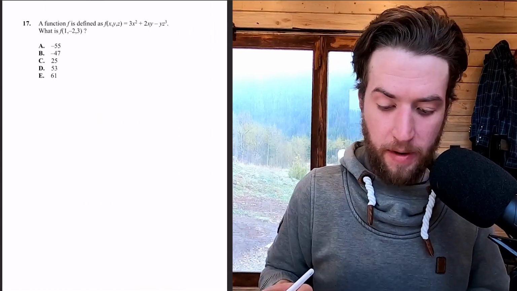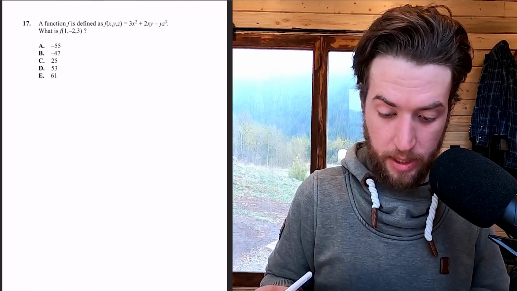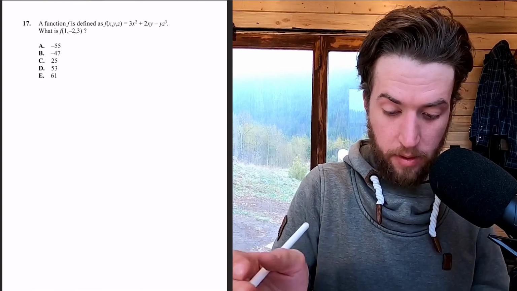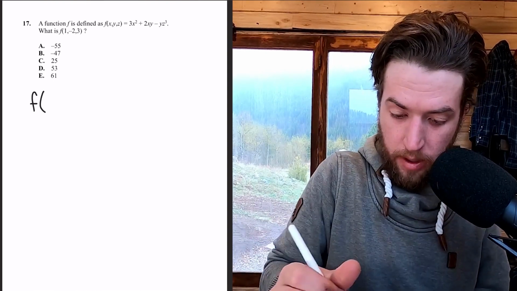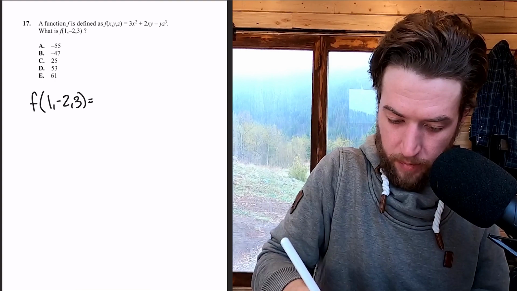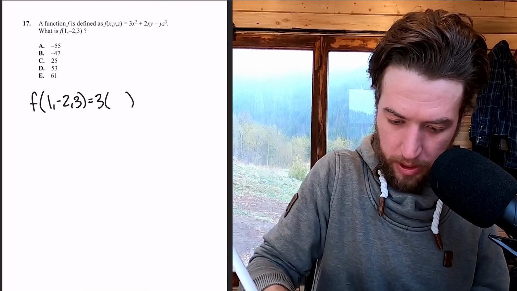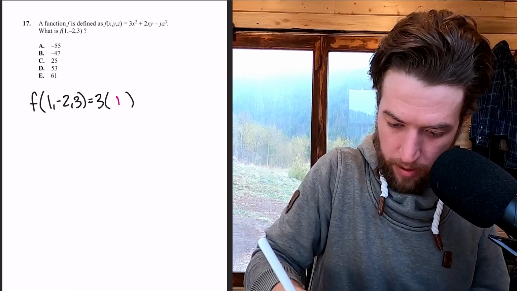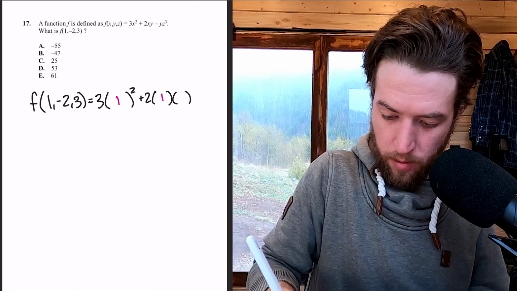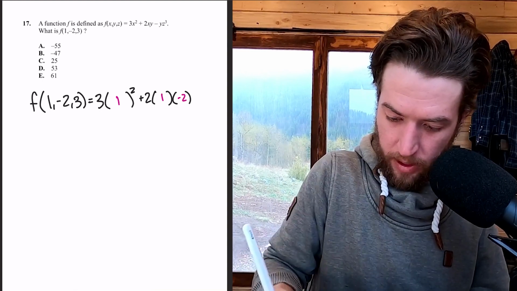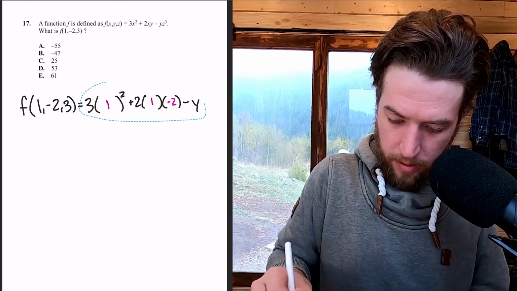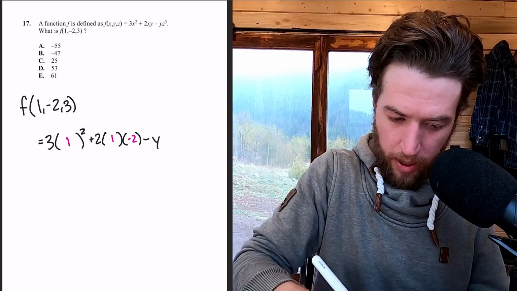All right, a function f is defined as f of x, y, z equals, okay, all this, multiple variables. What is f of (1, -2, 3)? So f of (1, -2, 3) should be equal to 3 times x, which is 1 squared, plus 2 times x times y, which is 1 times negative 2, minus y times, and I just need to make a little bit more space. Let's do this. And that's not a y, rather.